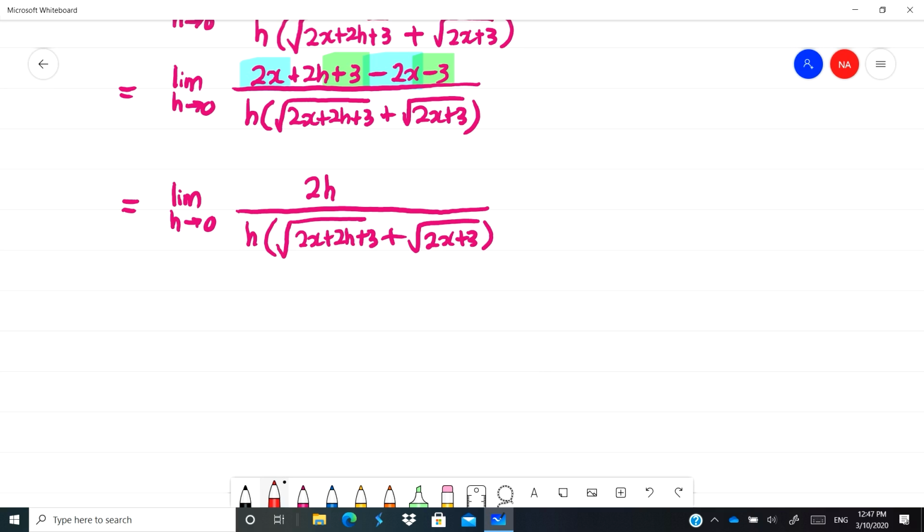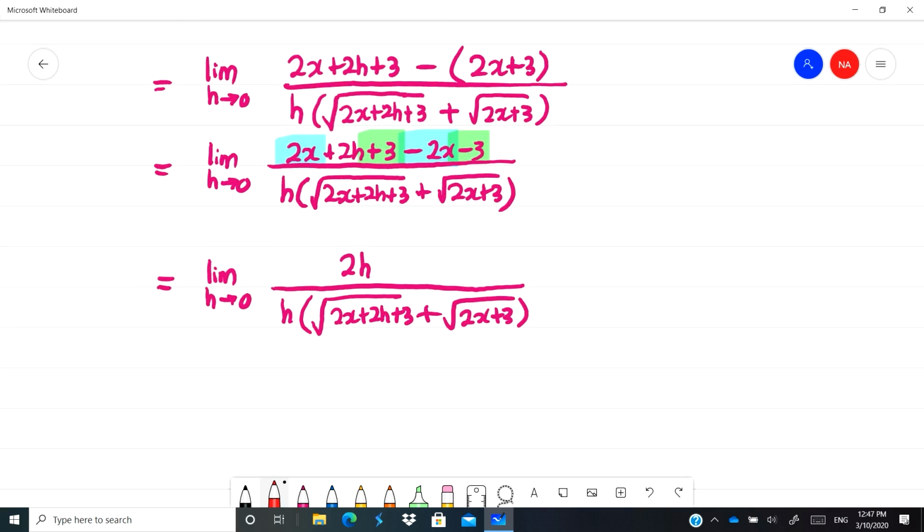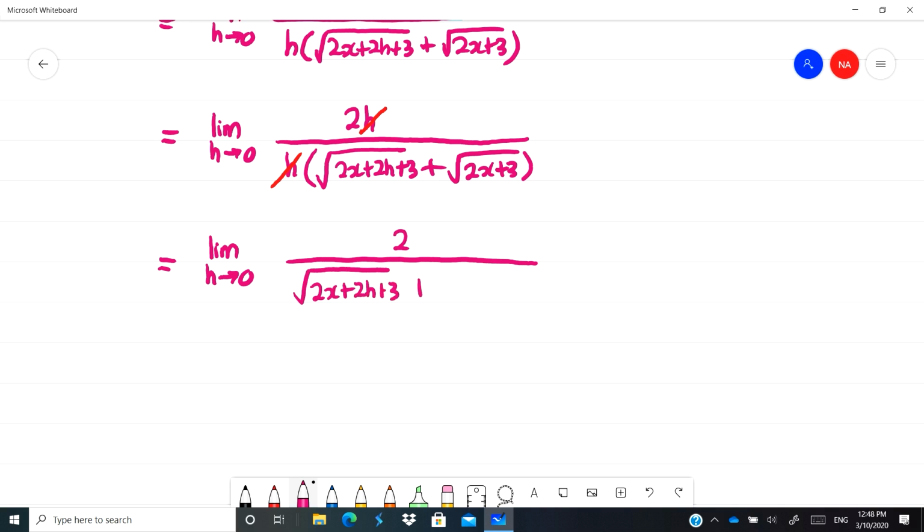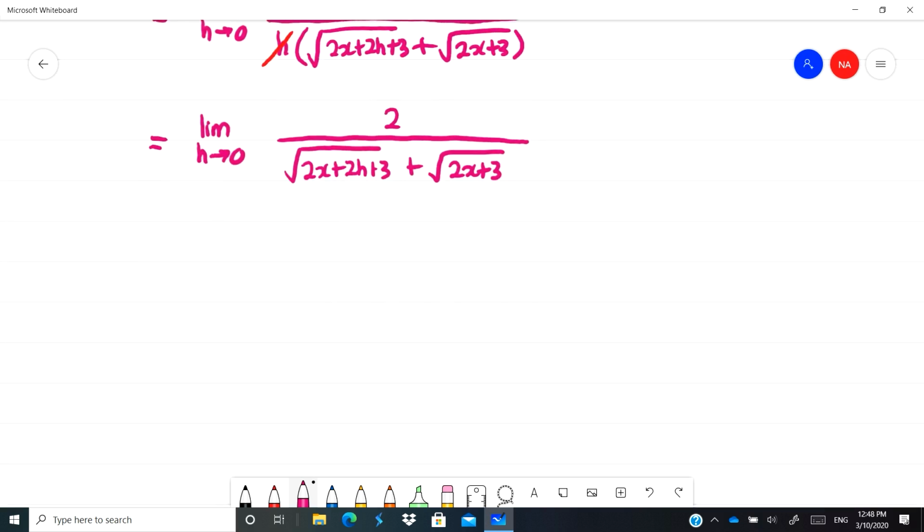Remember, if you don't have a term to be factorized, it's okay, you can directly cancel h. So you're left with limit as h approaching 0, only 2 at the numerator, and the denominator is left with square root of 2x plus 2h plus 3 plus square root of 2x plus 3. Now we are going to substitute the value of h with 0.